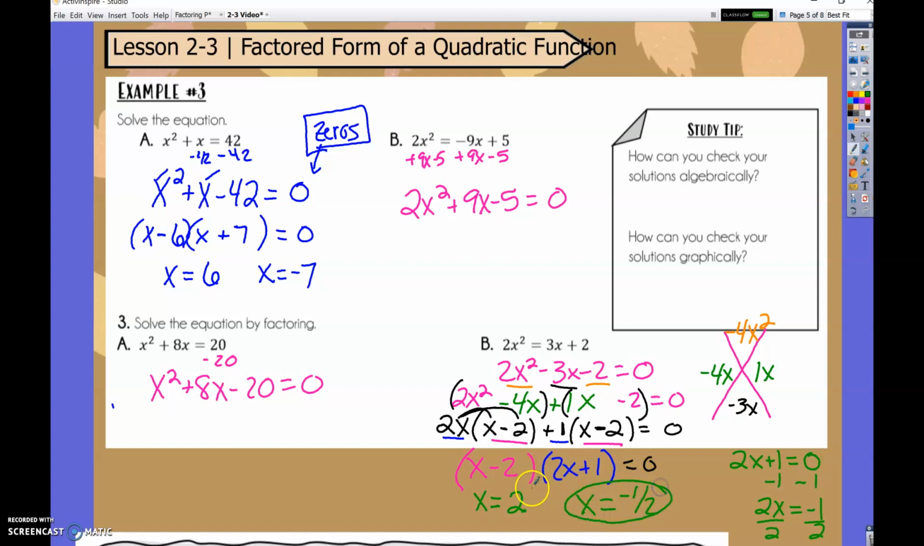These are the two x values that if you plugged back into the equation in the beginning, they would both be equal on each side. Or if I graph this parabola 2x squared minus 3x minus 2, that would be where it crosses the x-axis and makes that equation 0.